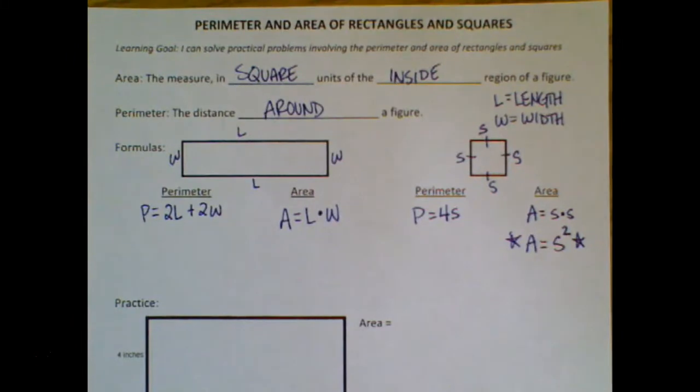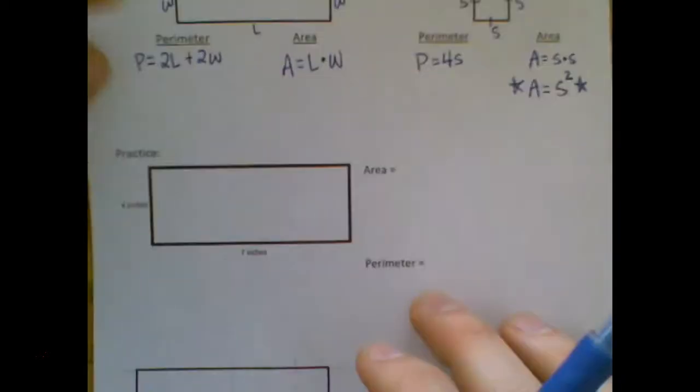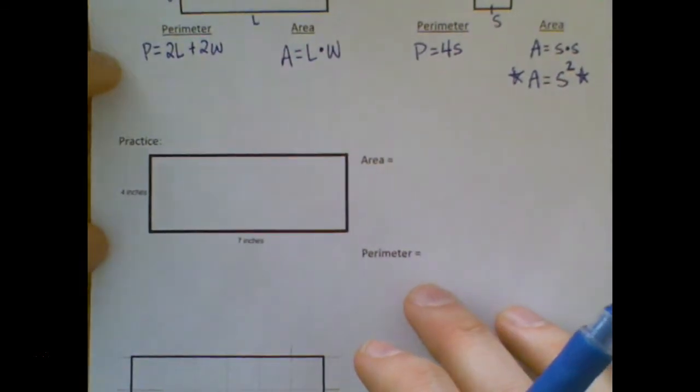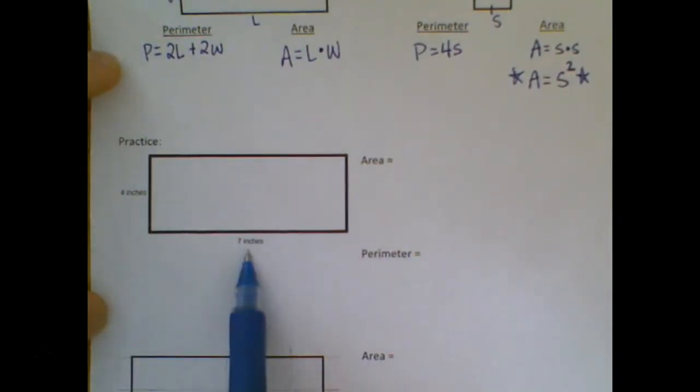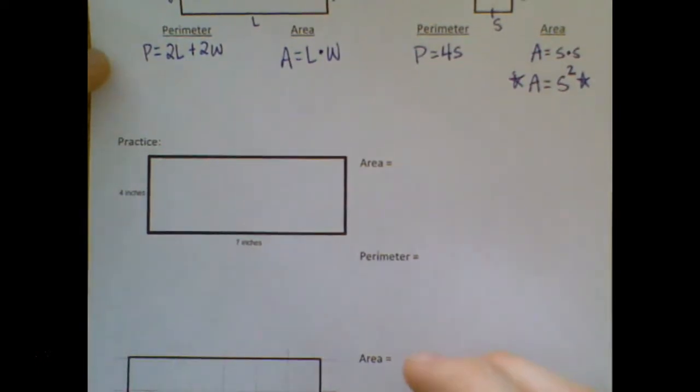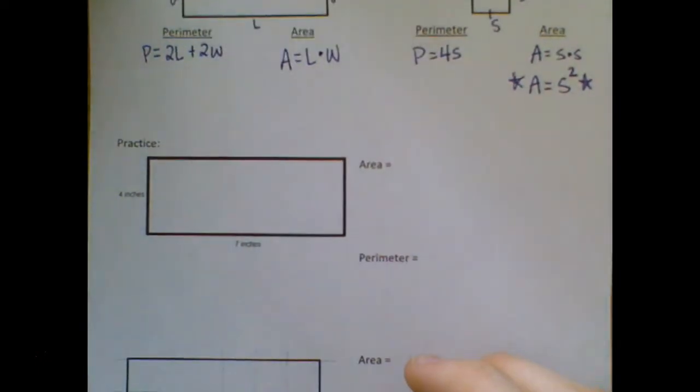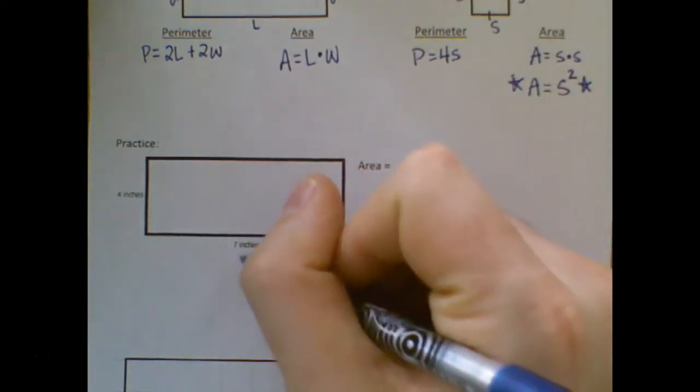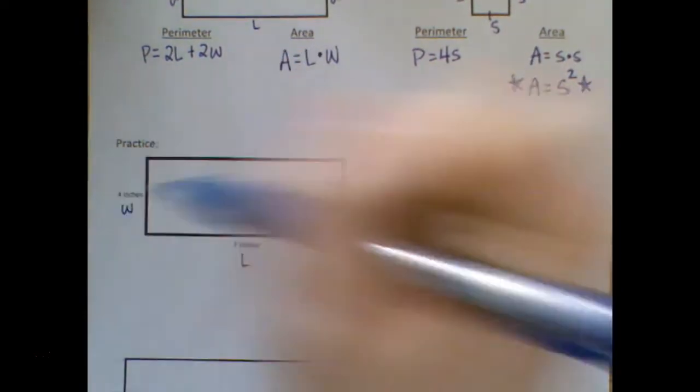All right. We're going to practice 5 problems together. For each problem, we're going to find the area, and we are going to find the perimeter. We're going to do a couple together, and then you will practice the other ones on your own. All right, take a look first at this one. 4 inches by 7 inches. So we need to say which one is going to be our length and which one is going to be our width. I'm just going to pick longer side as length, shorter side as width.